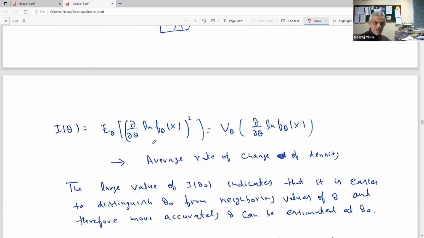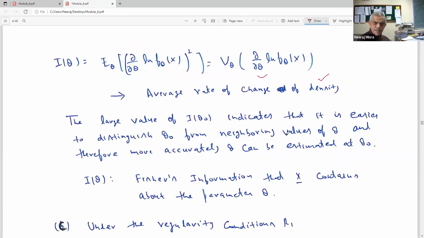So I(θ), which is the expected value of (∂/∂θ log f_θ(x)) whole square, is the same as the variance of ∂/∂θ log f_θ(x). This is the average rate of change of density. A larger value of I(θ₀) indicates that the density is changing very rapidly. If density changes very rapidly, then it is very easy to distinguish it from its neighboring points. So a large value of I(θ₀) indicates that it is easier to distinguish θ₀ from neighboring values of θ, because your density is changing very fast around θ₀. And therefore, θ can be estimated more accurately at θ₀.